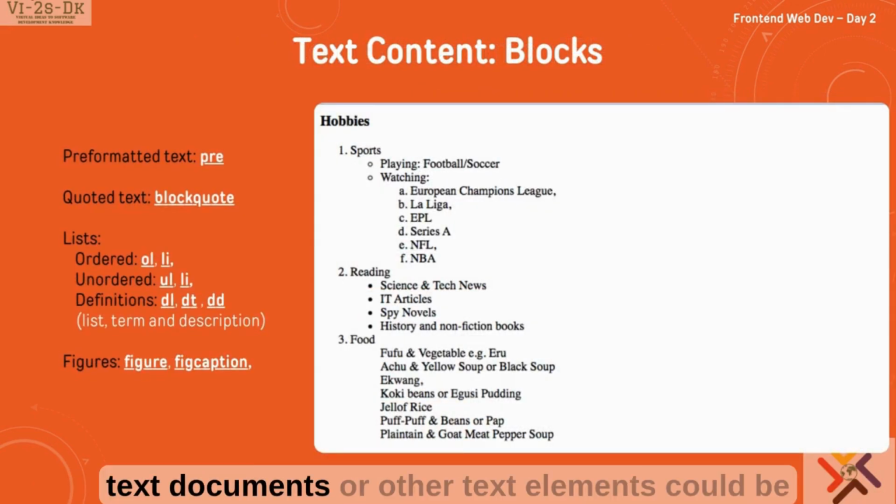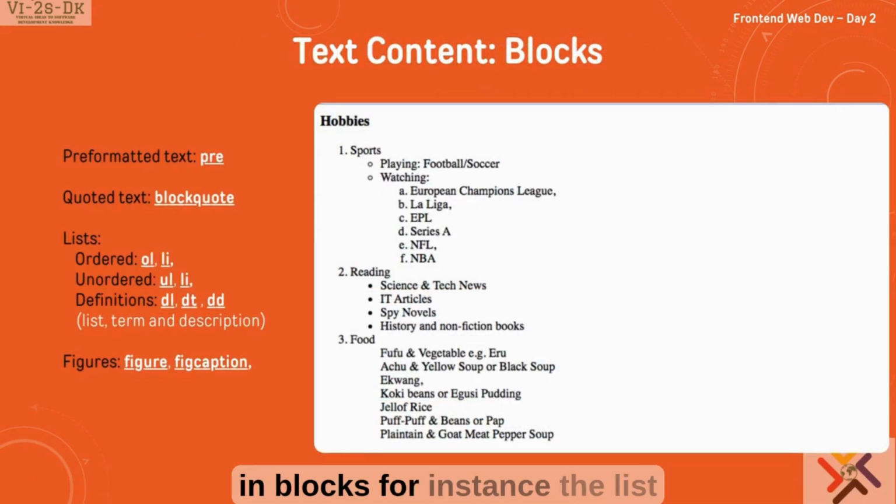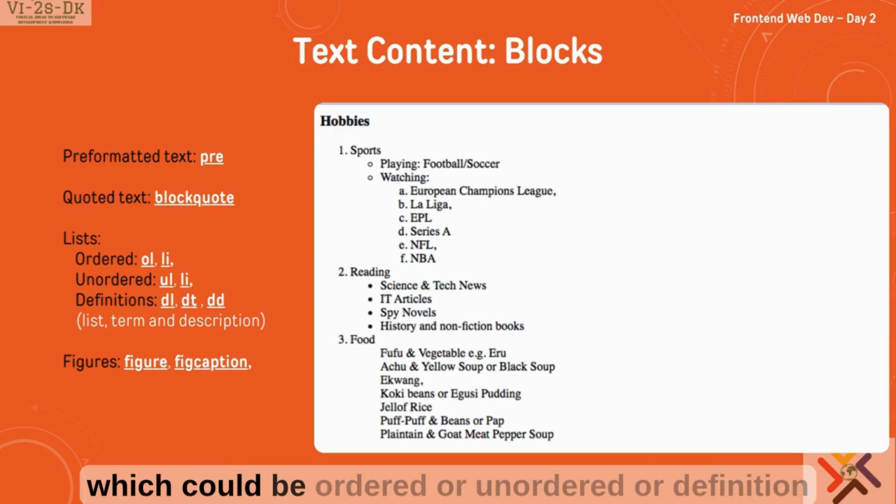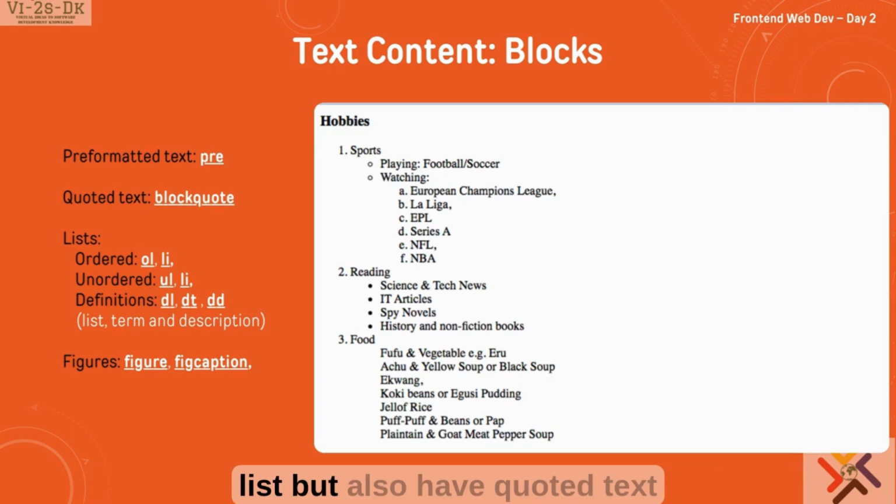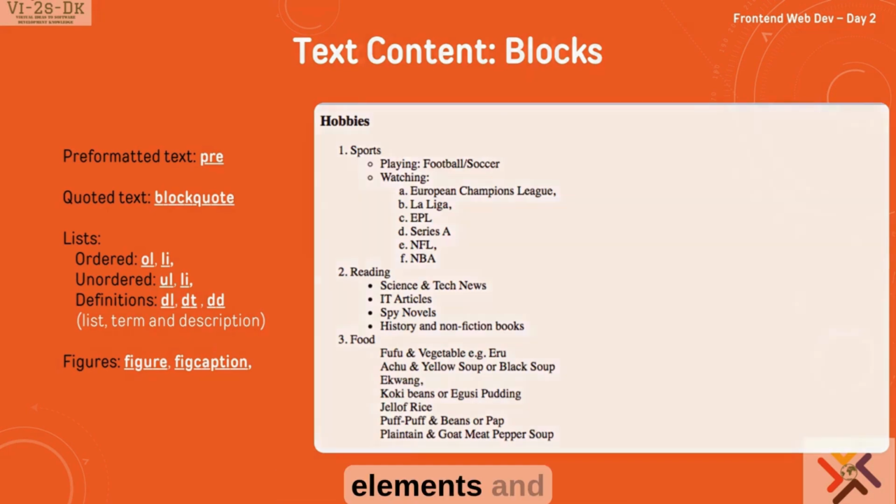Other text elements could be in blocks. For instance, the list, which could be ordered or unordered, or definition list. You could also have quoted text or pre-formatted text, which span the entire width of your page from the left to the right border. So the entire width is going to be covered by block elements.